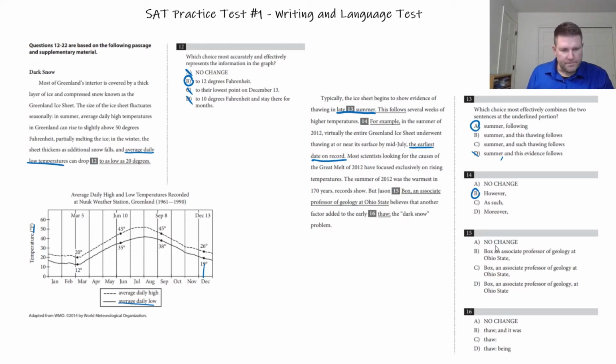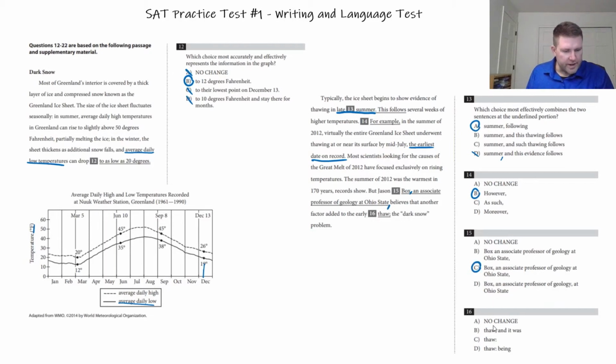And then 15, we're just picking the correct way you would express this descriptive clause about Jason Box. So it says, but Jason Box, an associate professor of geology at Ohio State, we need that comma here to enclose this descriptive clause about Jason Box. And this option does that successfully here. Okay, so it is C.